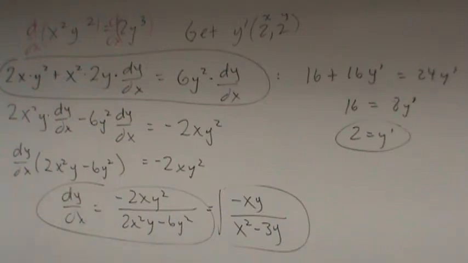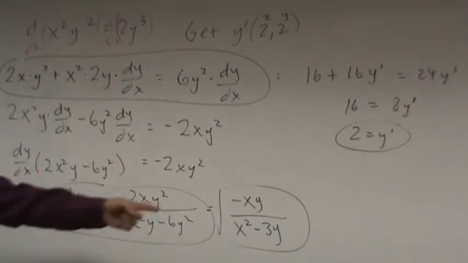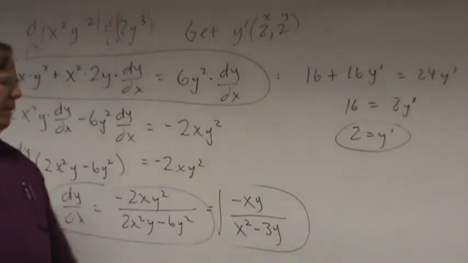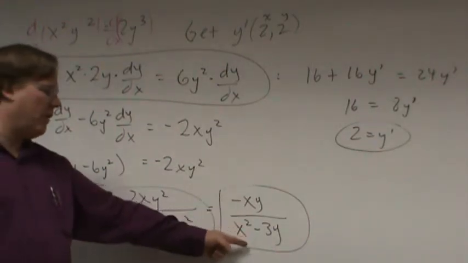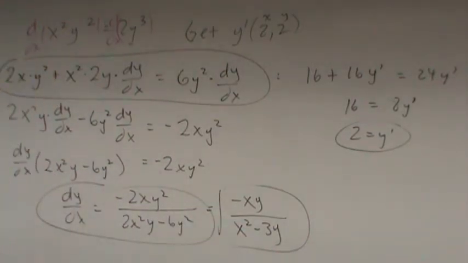It's okay if all the signs are flipped? Yeah, that's fine. Multiply numerator and denominator by negative 1, and you get xy over 3y minus x squared. I like the least amount of negatives. Yeah, me too. Because you're a positive person. Okay, great.